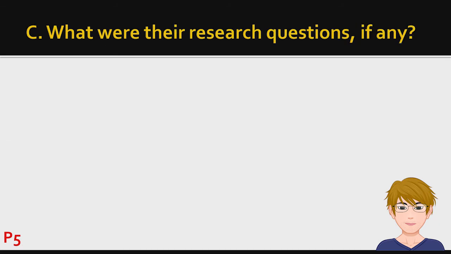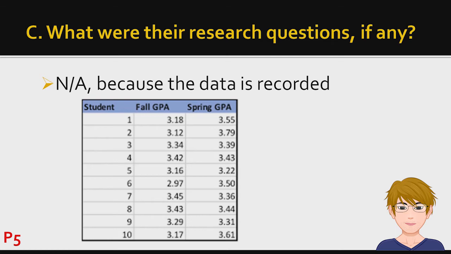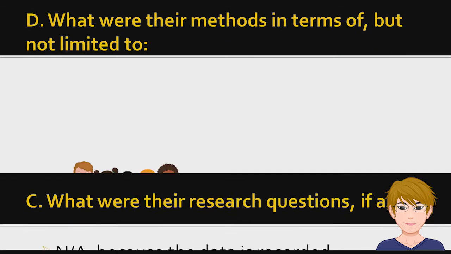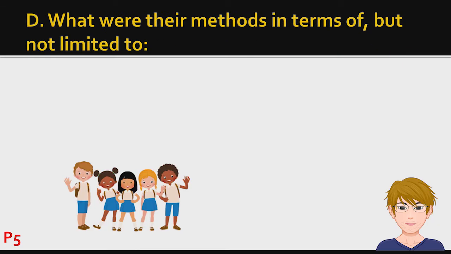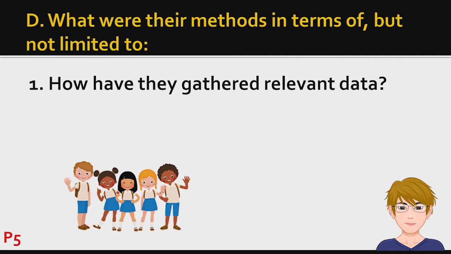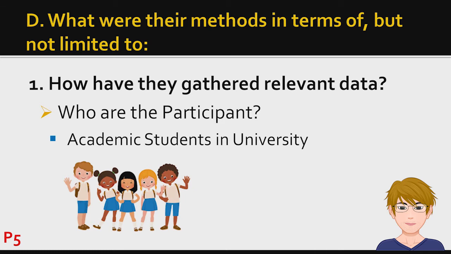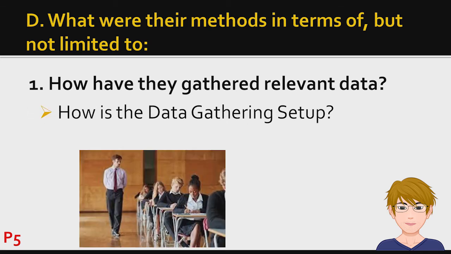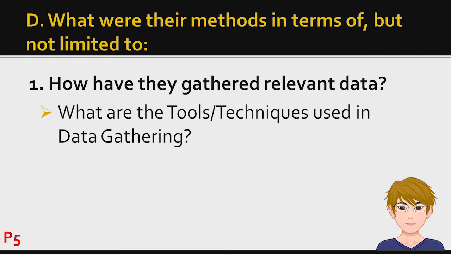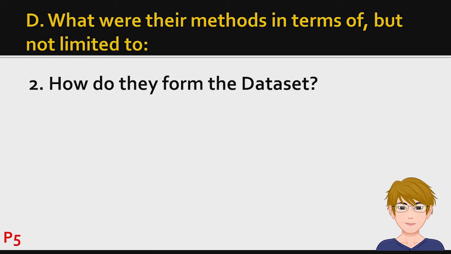Letter C, what were the research question, if any? So not applicable because the data is already recorded. Okay, letter D, what were their methods in terms of, but not limited to? So who gathered the relevant data? Who are their participants? So academic students in the university. Okay, number 2, how is the data gathering set up? Okay, from student records, from their exams. Okay, what are the tools and techniques used in the data gathering? Not applicable. Okay, number 2, how did they form the data set?